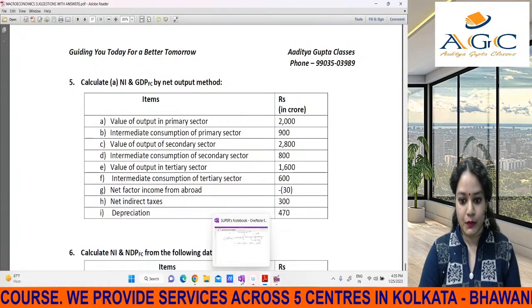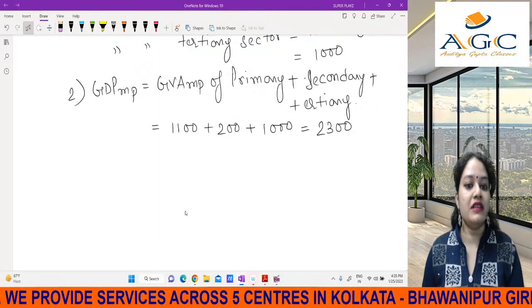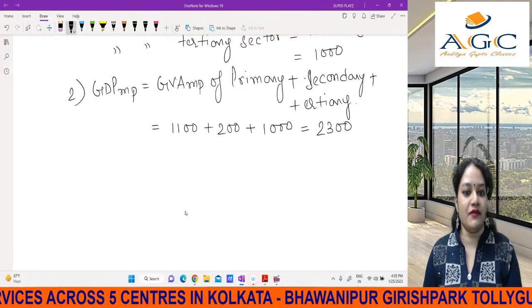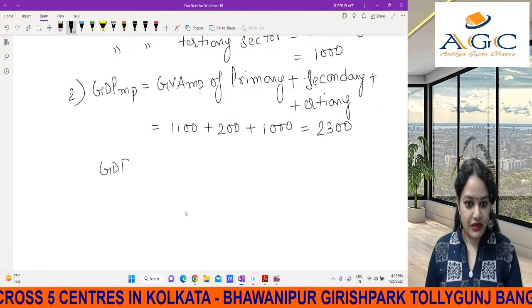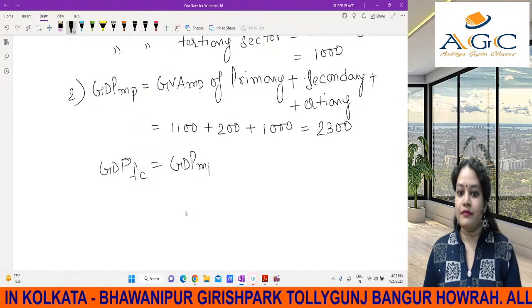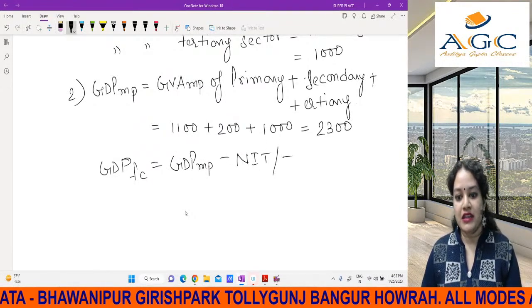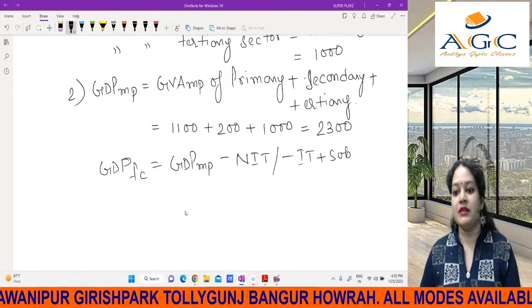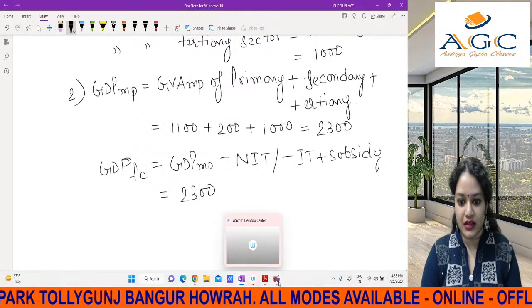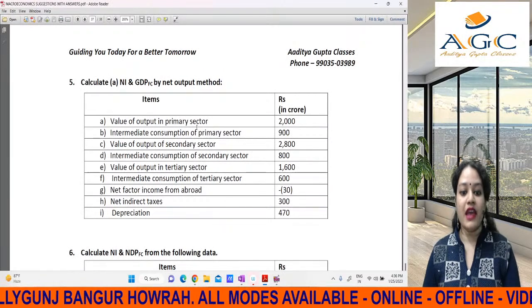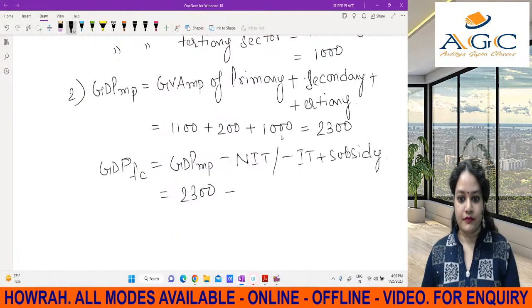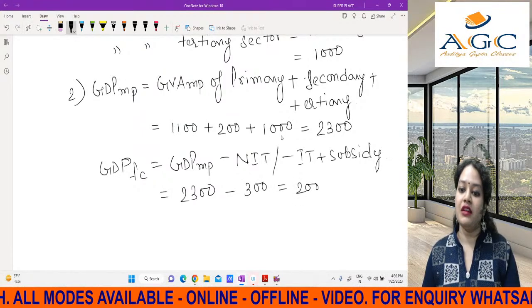Now in the sum we have our GDPMP. The simple thing that we have to do is, from market price we have to go to factor cost, and that would give us our GDPFC. So first we can find GDPFC. For GDPFC, the formula is GDPMP minus your NIT, or if NIT is not given, minus IT plus your subsidy, right? So GDPMP would be 2300. Let's have a look at the other values. What have we been given? We have been given our NIT directly, so minus 300, right? So this gives us 2000.